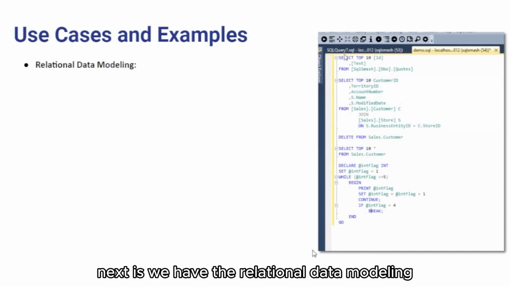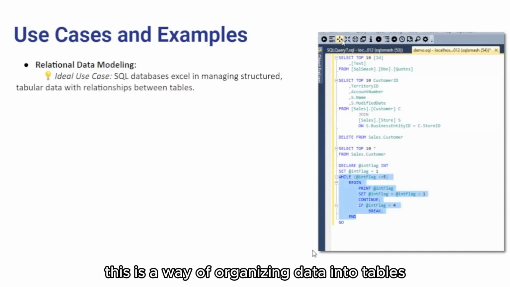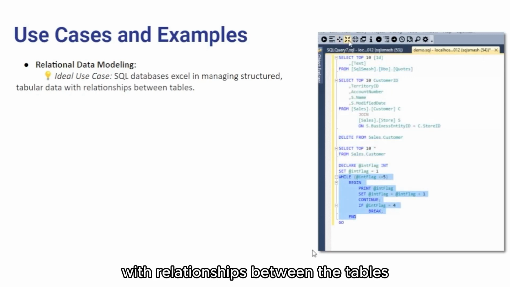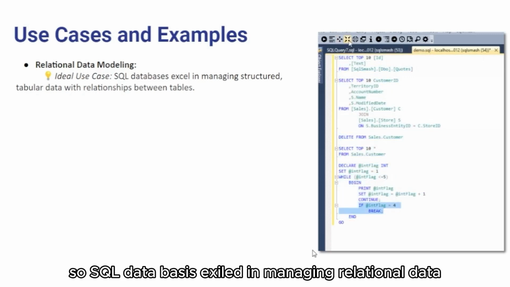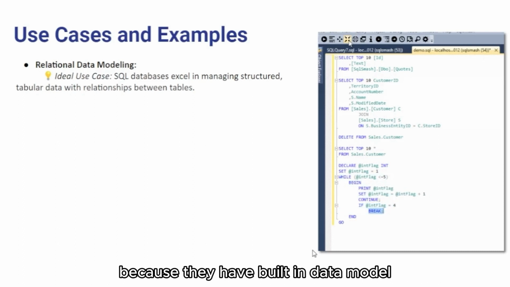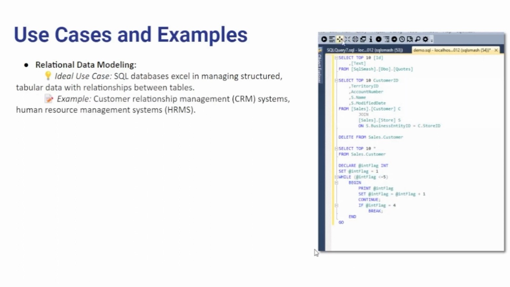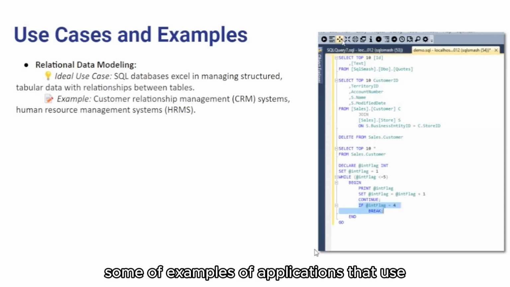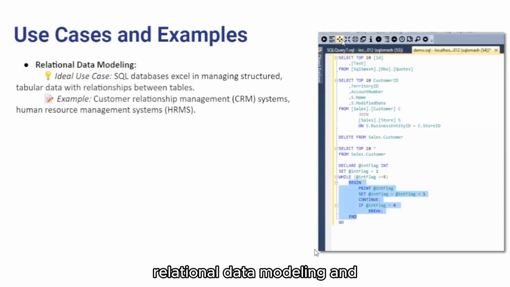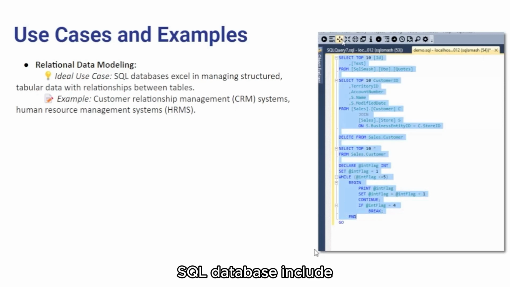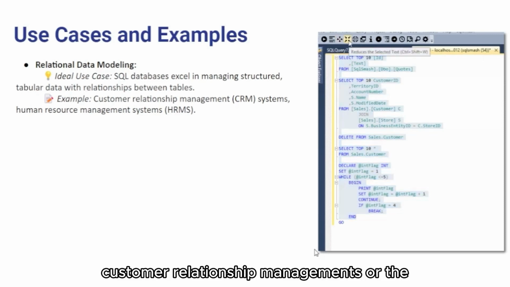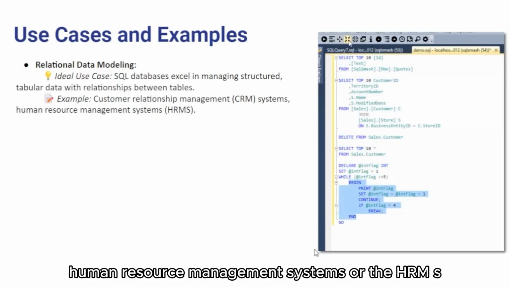Next, we have relational data modeling. This is a way of organizing data into tables with relationships between the tables. SQL databases excel in managing relational data because they have a built-in data model that supports tables and relationships. Some examples of applications that use relational data modeling and SQL databases include customer relationship management or CRM systems, and human resource management systems or HRMS.